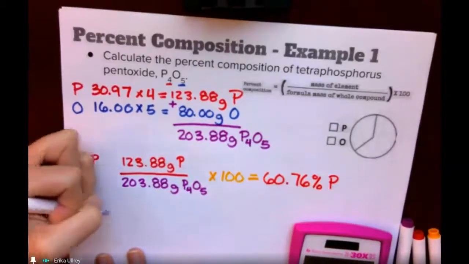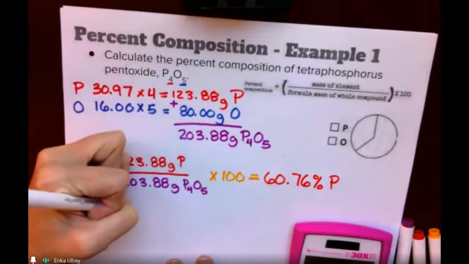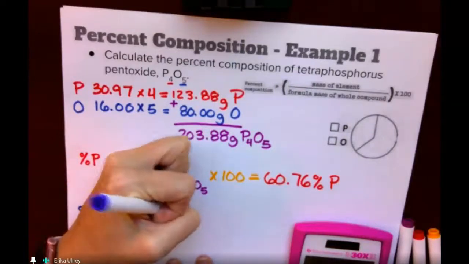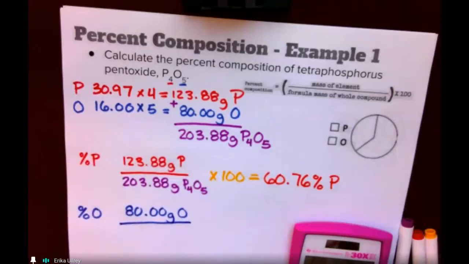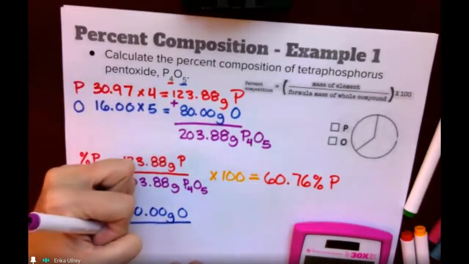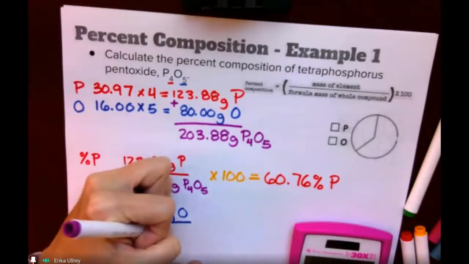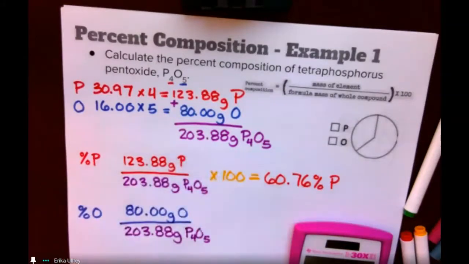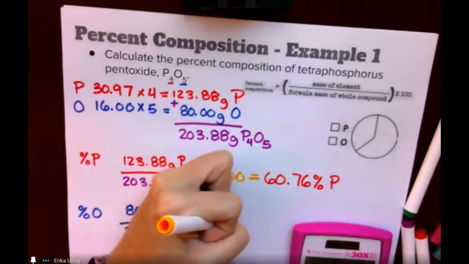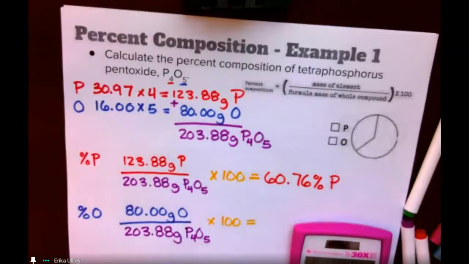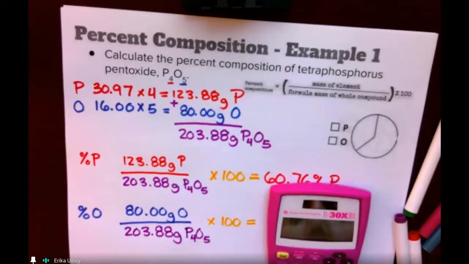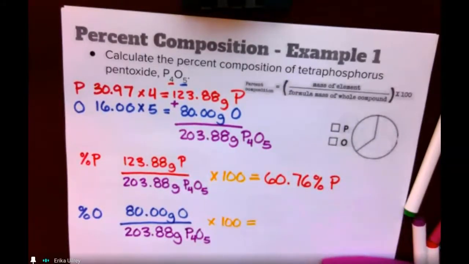So percent for oxygen, we have a mass of 80 grams. We take our mass of our element, so 80 grams of oxygen, and we divide it by our total mass, which was 203.88 grams of P4O5. Then we multiply it by 100. I put that in the calculator: 80 divided by 203.88 times 100, and I get 39.24%.